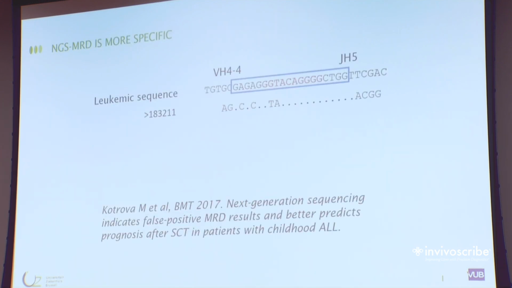And probably, we're not sure, but probably this has to do with the specificity. This was already described by Kotrova, which published that next generation sequencing indicates false positive MRD results. And we looked in these sequences of this follow-up sample. So here you have your leukemic sequence, and this was the ASO primer we designed over the joining region. And this here is just one of the sequences we detected in the follow-up sample. And you can imagine that this ASO primer can hybridize with this complementary region in the 3xN part. So probably you can have false positive amplifications in this case.